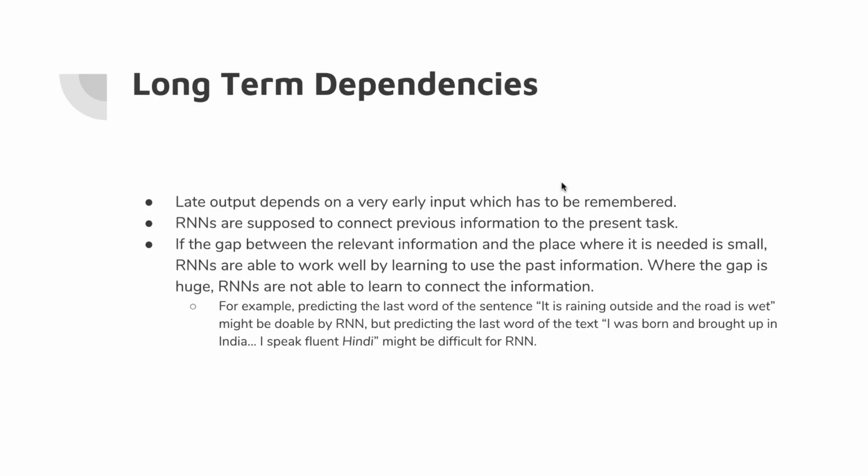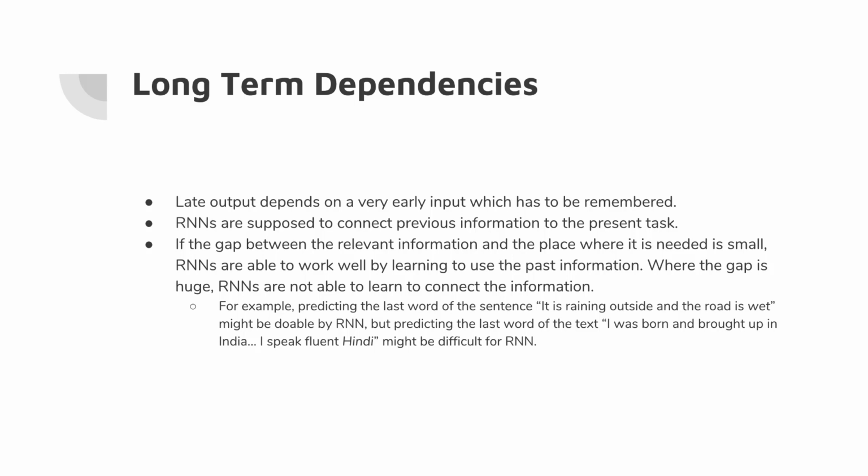Now let us see what long-term dependencies are. The late output depends on a very early input which has to be remembered. So suppose there is a very early input, and we'll discuss this with an example that's coming. If some event has happened long ago and you want its information to give some output later on, this is a case of long-term dependency.